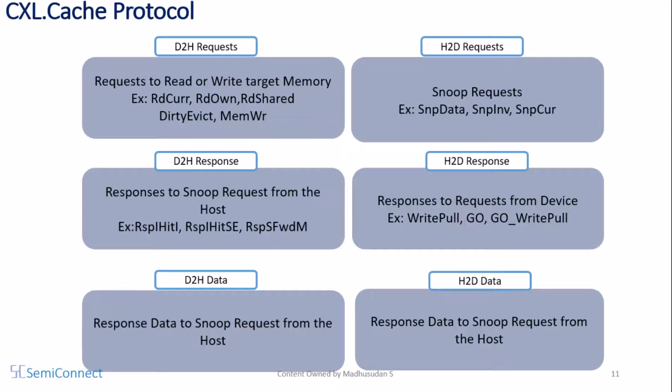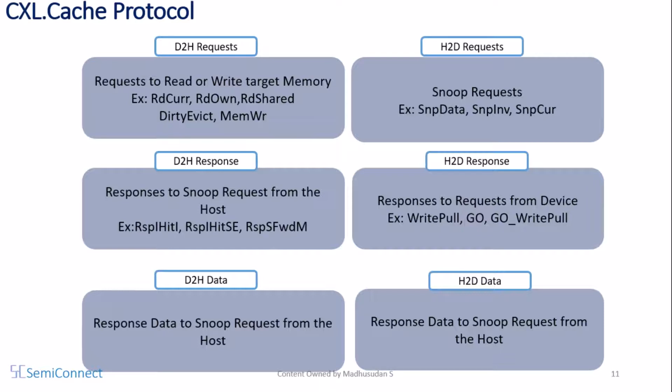So that's what read current is. Likewise, read shared, as we saw, means that the device wants to read the cache line and put it in the shared state. Likewise, dirty evict is used when the device wants to evict the modified cache lines, and so on. There are various different opcodes and requests that are possible. I've just shown a couple of them here as examples. Treating and understanding each of them will take a long time.